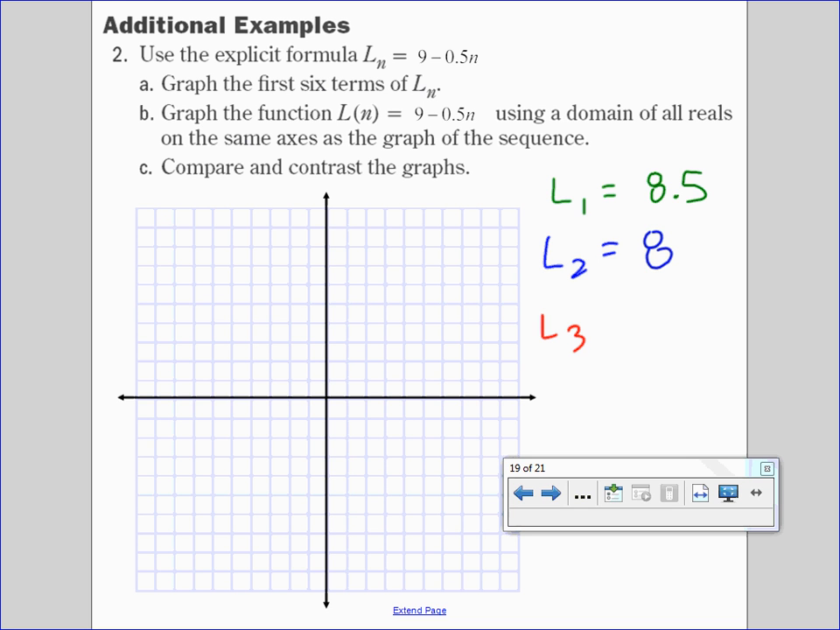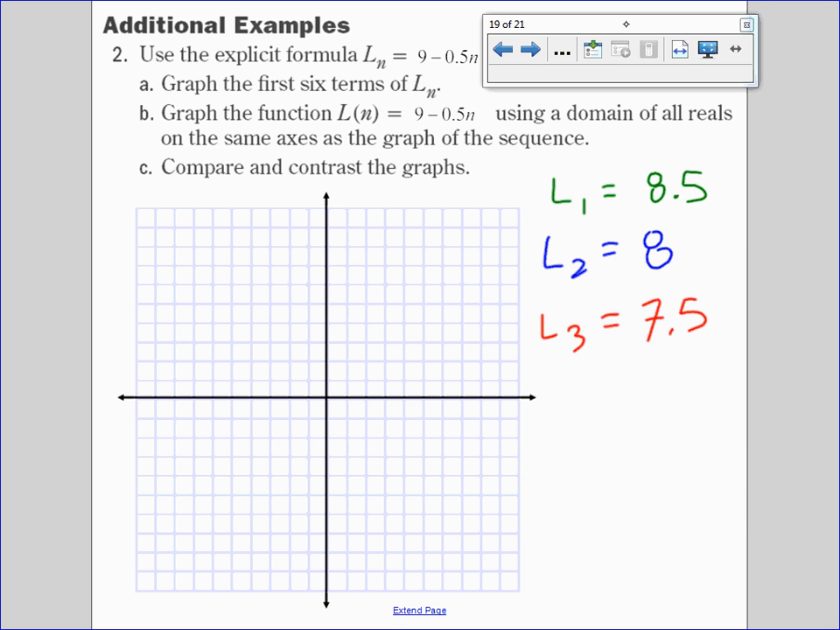L sub 3 is the third term. I evaluate my explicit formula when n equals 3 and get 9 minus 1.5. That would be 7.5. And so on. So I can go ahead and create my points by doing term number, comma, term value, term number, comma, term value, and I'll complete the remaining ones. So I get 7, 6.5, and 6.